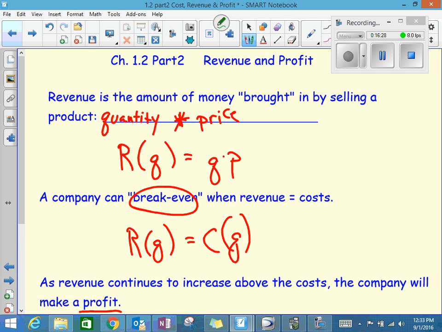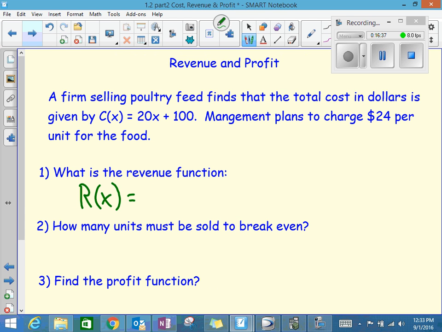What pieces do we need for a revenue function? Revenue is what? Quantity times price. And I do apologize, now I'm using Q's and X's, kind of mixing them together. But in this case, our quantity is going to be an X. So what is our price? How much are they charging someone to buy food? $24. So the revenue function is 24 times X. In other words, if they sell 10 units of food, they're going to bring in 24 times 10.